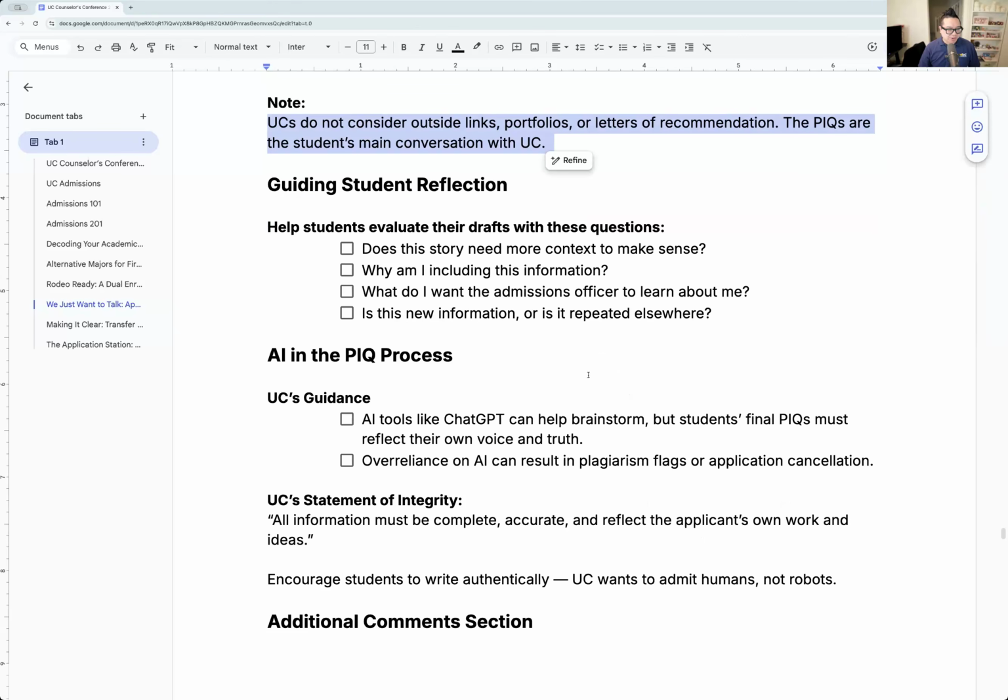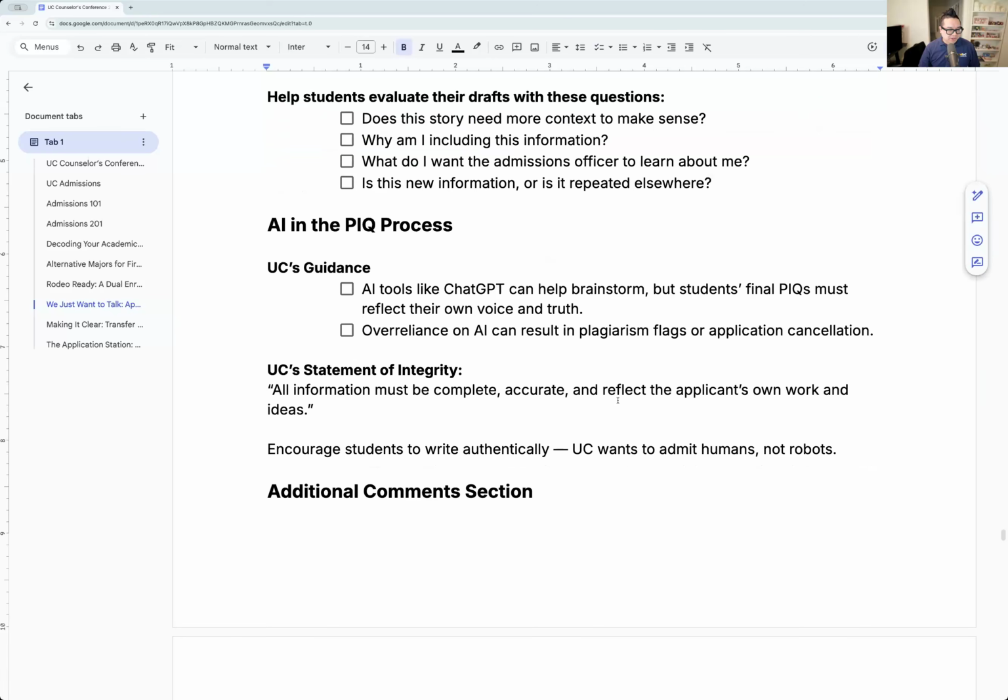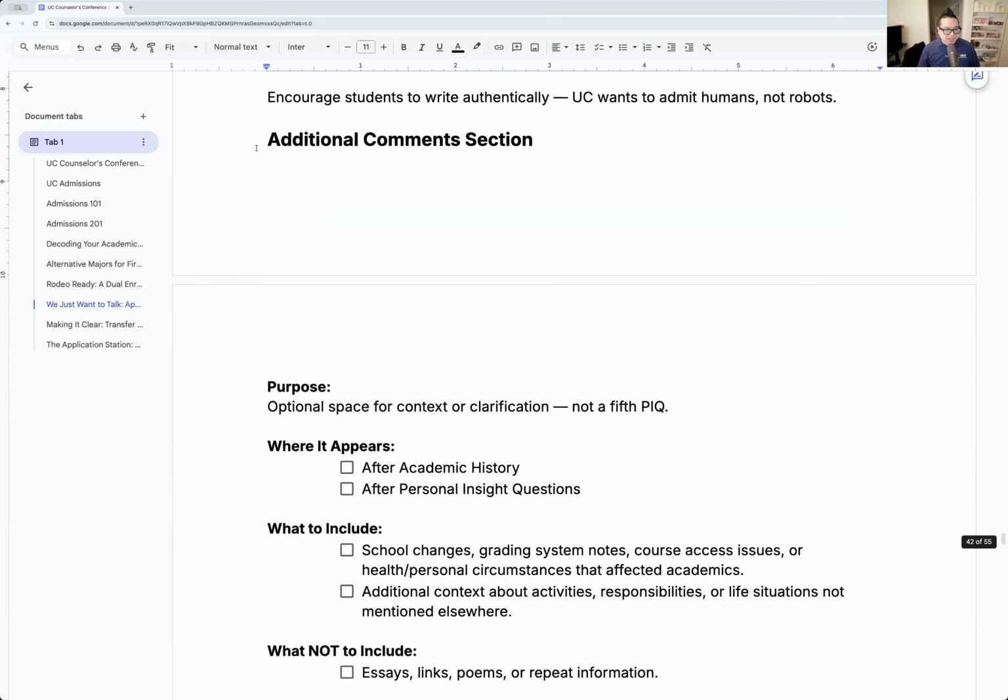Questions you can ask along the way as well. Big thing here, AI, right? Use it to brainstorm. Don't use it to write. Don't use it to edit either. The UC statement says all information must be accurate, complete, and represent my own work and ideas. If you use AI to fix it, you break this. You can't sign it with confidence, right? So again, write it as you. They don't want robots. Last section is the additional comments.